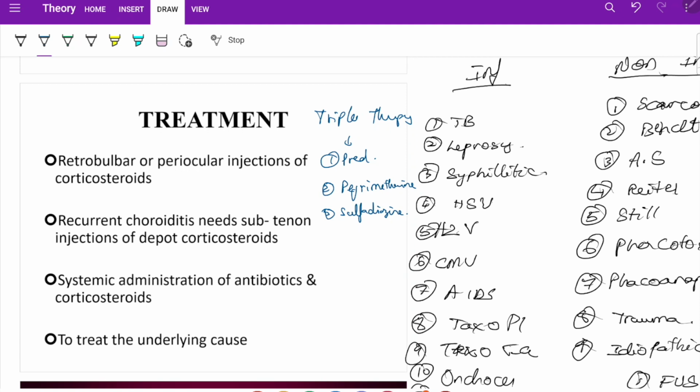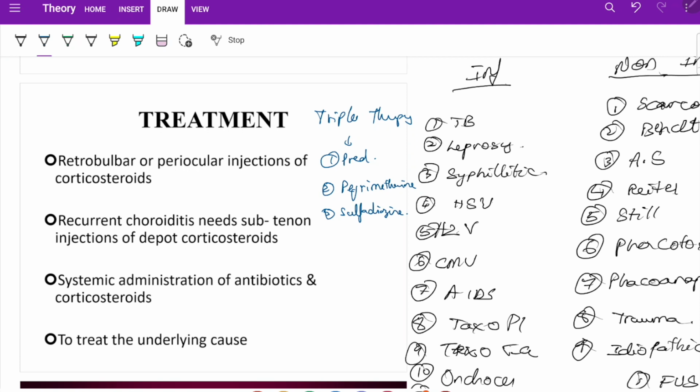Or you can add clindamycin instead of pyrimethamine. Okay, if you add it, it becomes prednisolone, clindamycin, sulfadiazine. Instead of pyrimethamine and sulfadiazine, we can also add cotrimoxazole. Cotrimoxazole is nothing but trimethoprim and sulfamethoxazole. So we can add that also.